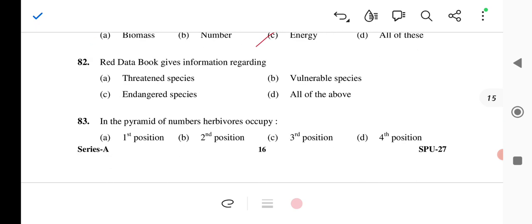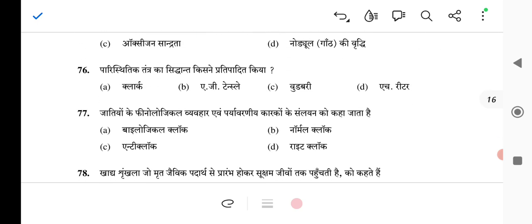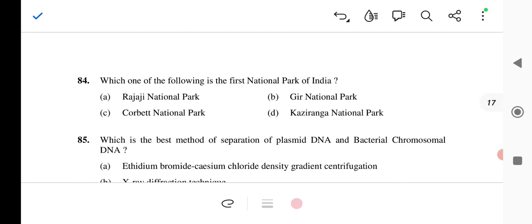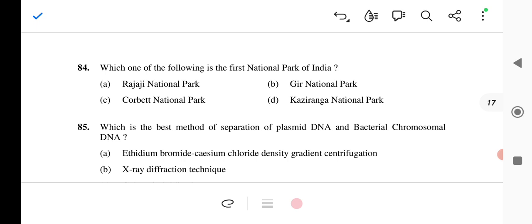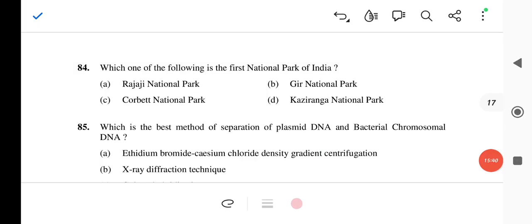Next is, the Red Data Book gives information regarding? So it gives information regarding threatened, vulnerable, endangered, so all of the above. In the pyramid of number, herbivores occupy the second position. Next is, which one of the following is the first national park of India? The first national park of India is Corbett National Park.